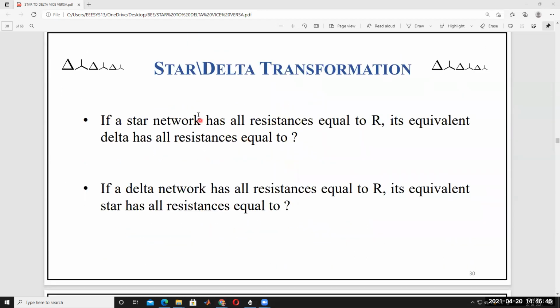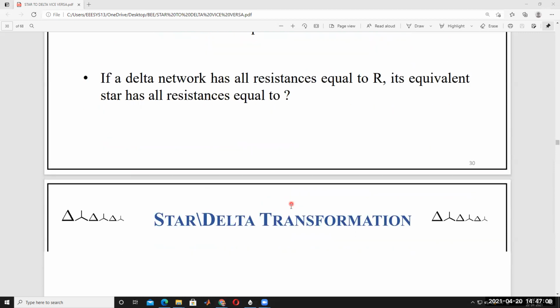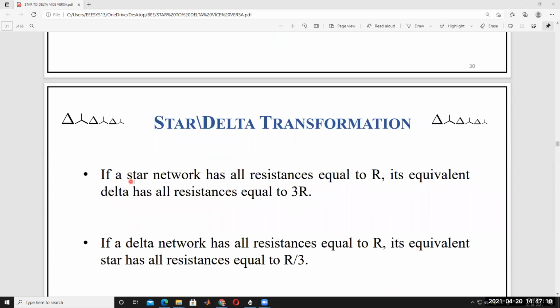Then coming to the star or delta transformation: if the star network has all resistances equal to R, it is equivalent to a delta network with resistances equal to how much? If the star network has all resistances equal to R, its equivalent delta connection resistance will be equal to 3 times R.